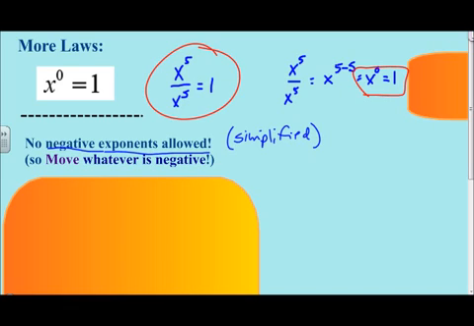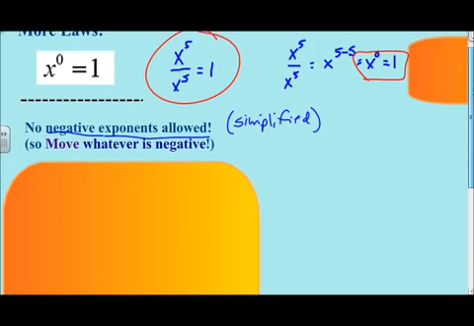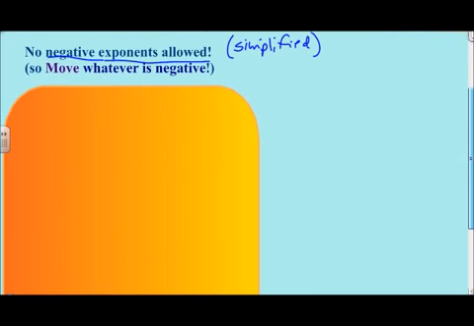So the way to get rid of negative exponents is to move them. A lot of people think reciprocals when they see negative exponents, but they're not reciprocals. Only in a few select cases are they reciprocals. We're going to deal with negative exponents by moving instead.